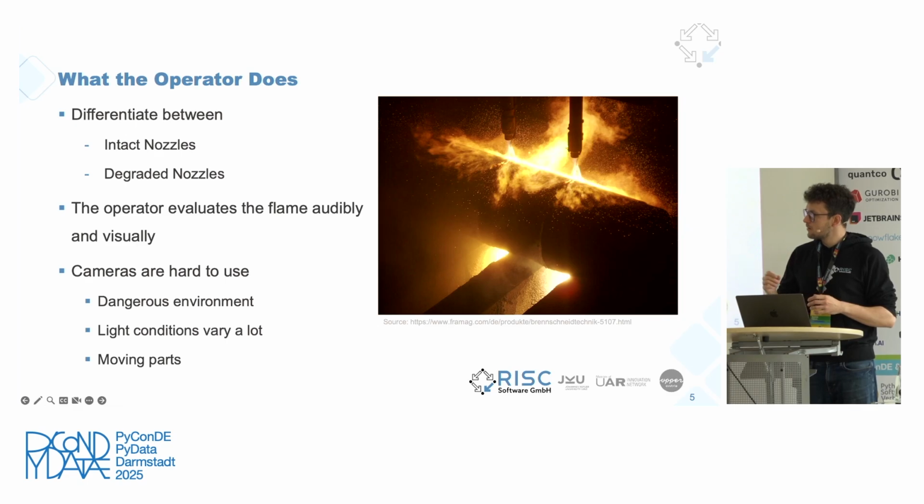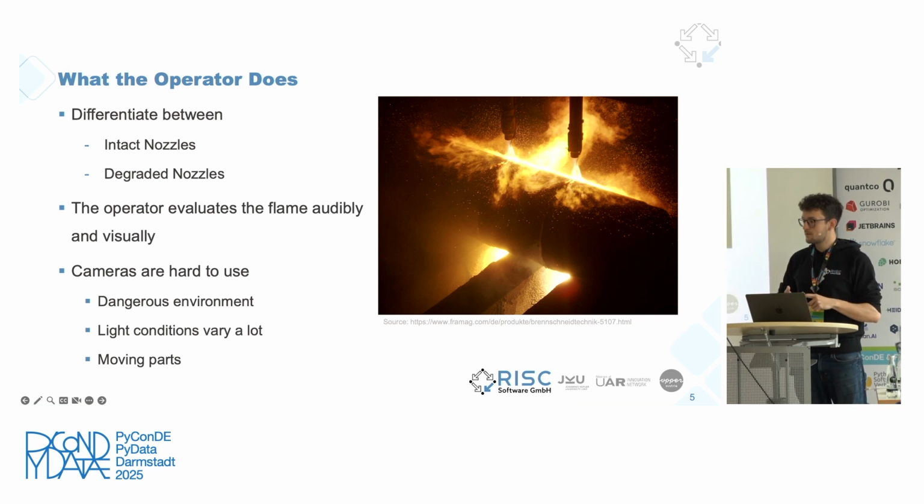So normally you like to use cameras to tell visual differences. However, cameras are really hard to use here. This is a dangerous environment. The flame is really hot. Light conditions vary a lot, especially because you're using flames to cut material. And the machine has moving parts. The flame is not standing still, it's actually moving around. So capturing that with a camera is hard. So we came up with the idea to instead use a different sensoric to actually do what the operator does. And we were hoping that we can use the audible spectrum to actually differentiate that, which was not a given.